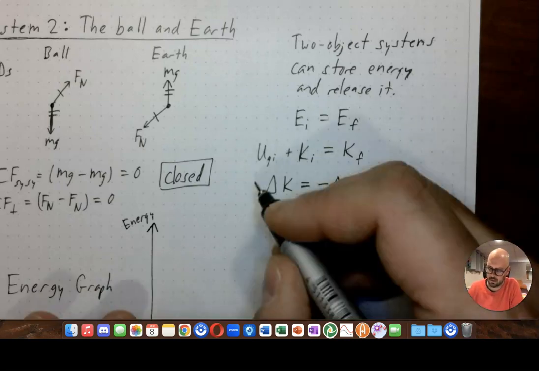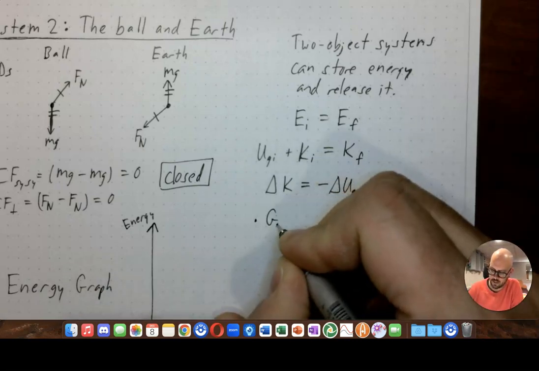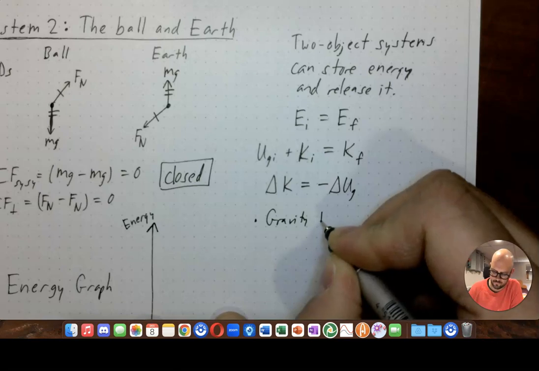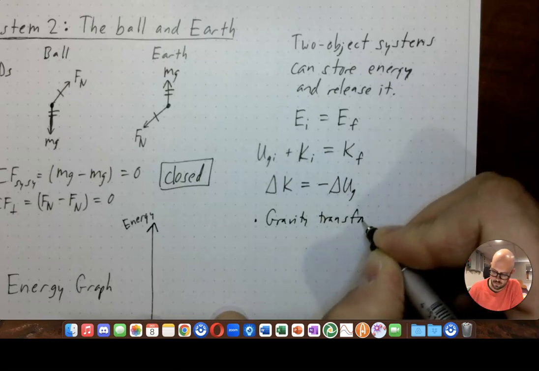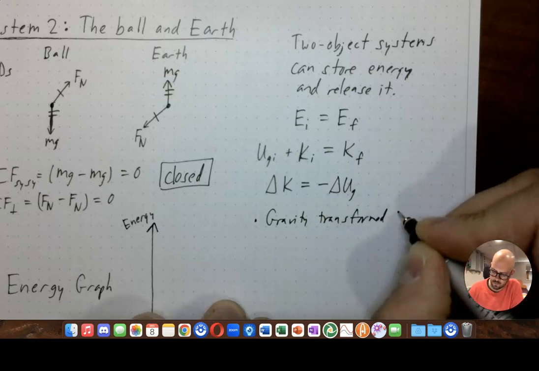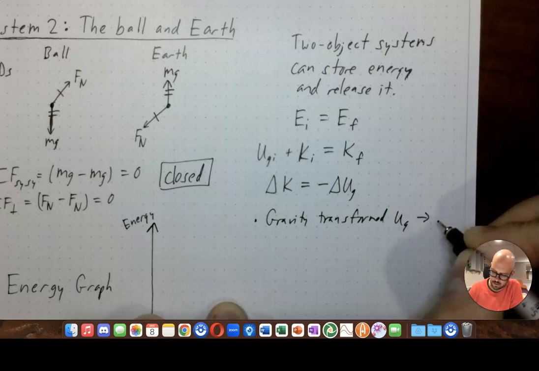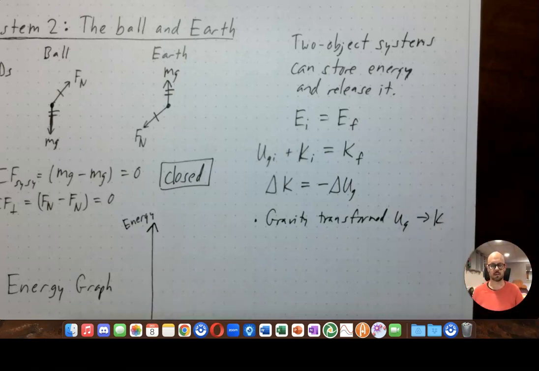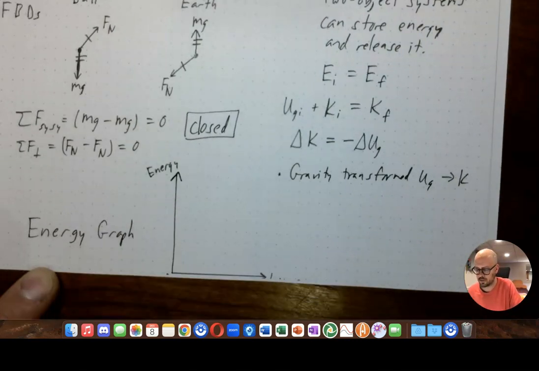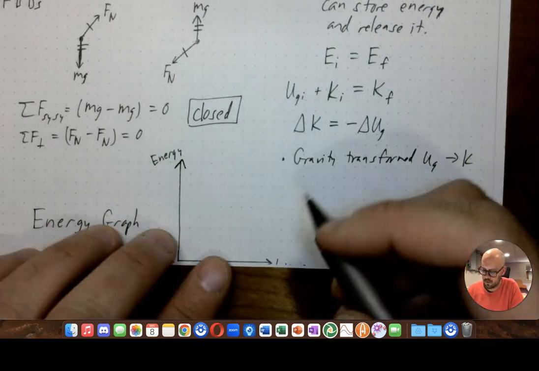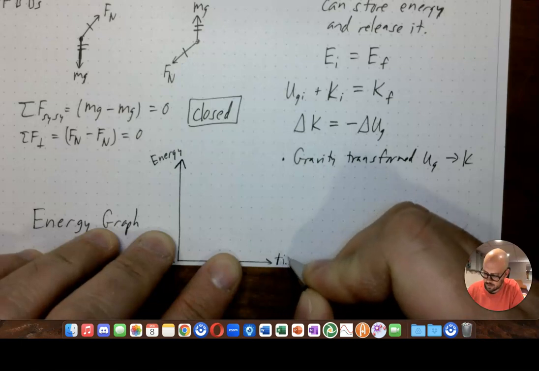So what can we say? We can say, like, gravity transformed gravitational potential energy into kinetic energy. All right, so that's one way in which we talk about the events of energy. Now I have one more thing to do, and we have a graph of energy. It got cut off. This axis should say time.